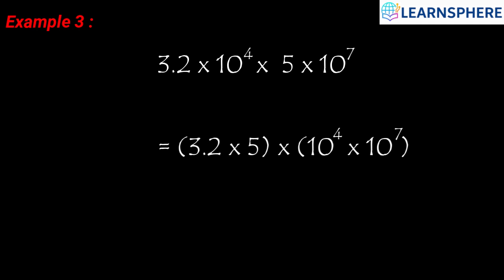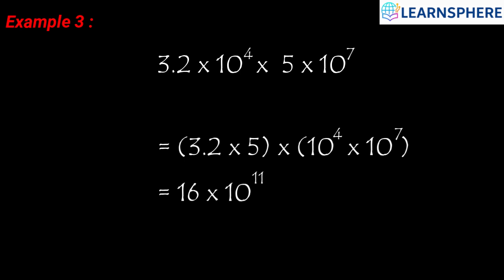Next, we solve them separately. 3.2 times 5 will give us 16. And 10 to the power of 4 times 10 to the power of 7, as they have the same base, we have to add the powers, which will give us 10 to the power of 11.